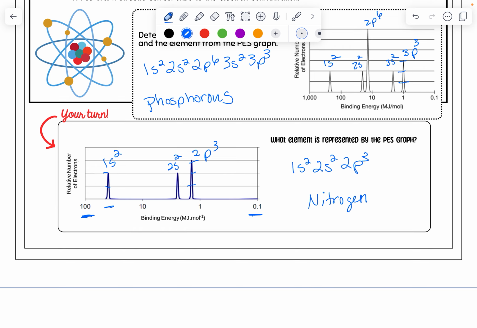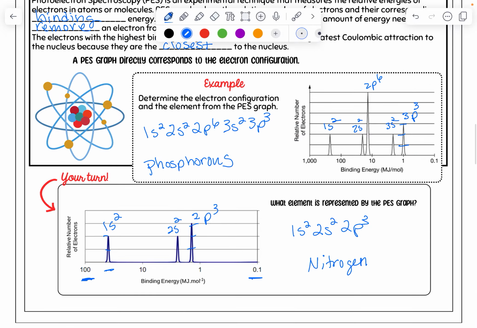And again, the tricky part of reading these graphs is just paying attention to the scale of the peaks and the binding energy, which direction it's going in.